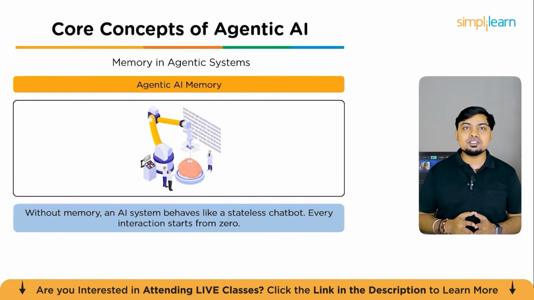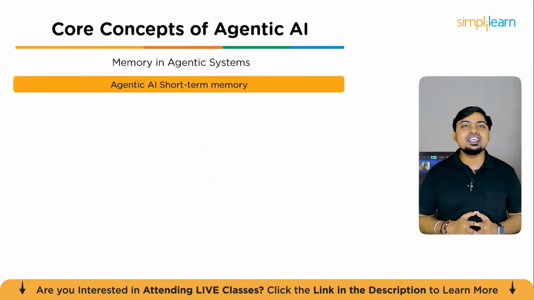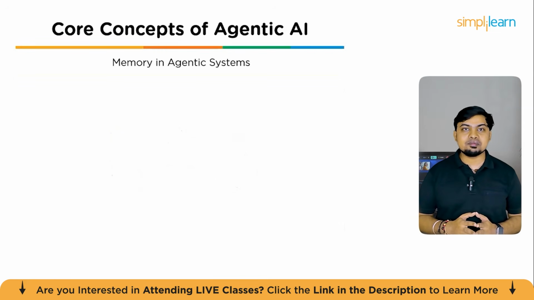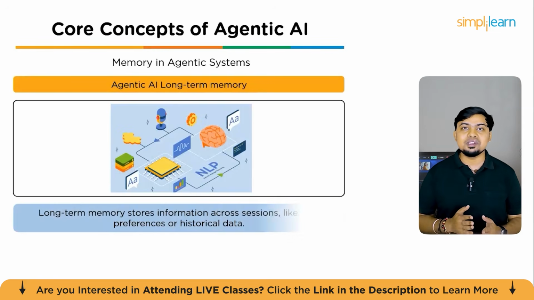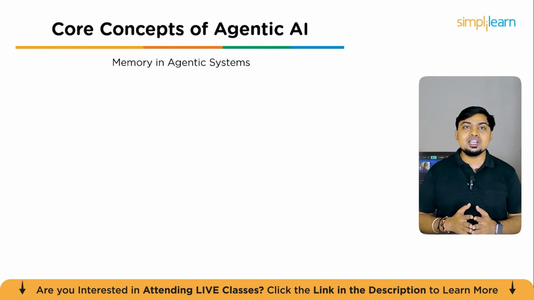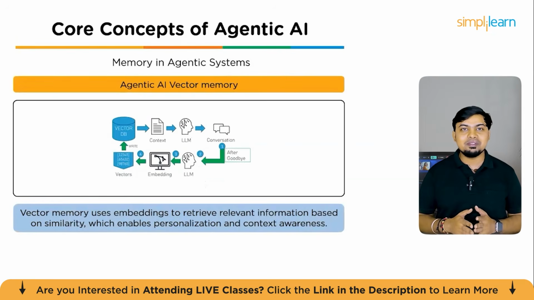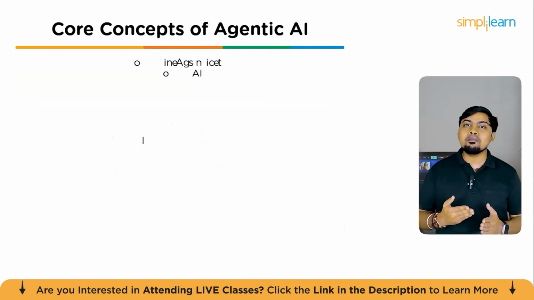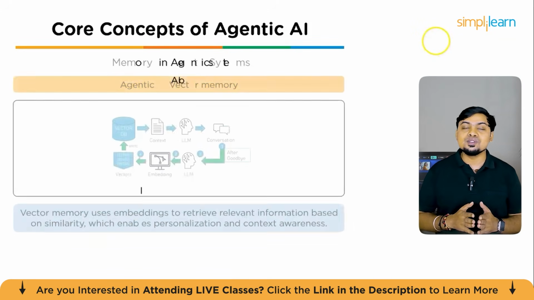There are different types of memory. Short-term memory helps maintain the current conversation context and track ongoing steps. Long-term memory stores information across sessions, like user preferences or historical data. Vector memory uses embeddings to retrieve relevant information based on similarity, which enables personalization and context awareness. Memory is what makes AI agents feel intelligent over time.